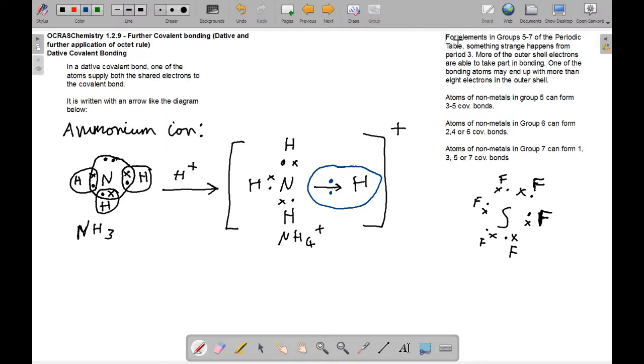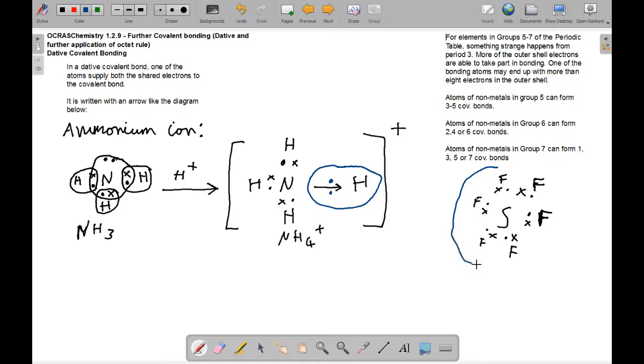And for elements in groups 5 to 7 of the periodic table, something strange happens from period 3. More of the outer shell electrons are able to take part in bonding. One of the bonding atoms may end up with more than 8 electrons in the outer shell. Atoms of non-metals in group 5 can form 3 to 5 covalent bonds. Atoms of non-metals in group 6 can form 2, 4 or 6 covalent bonds. And atoms of non-metals in group 7 can form 1, 3, 5 or 7 covalent bonds.